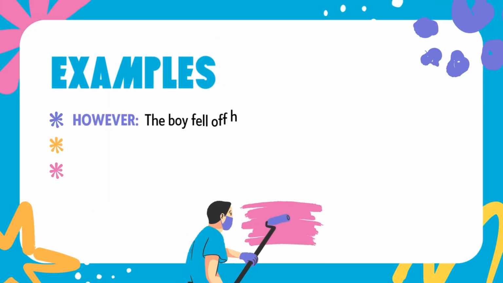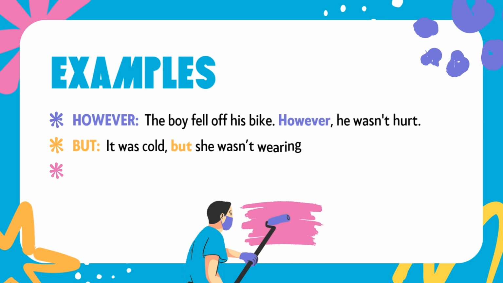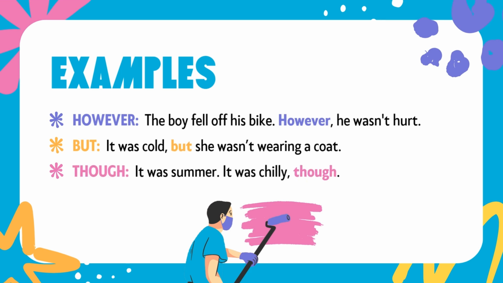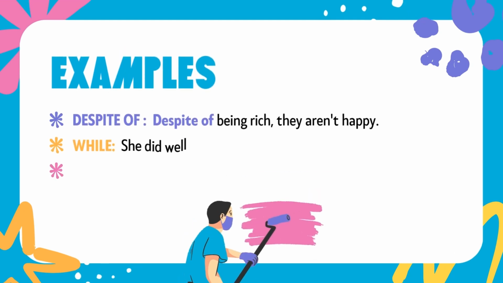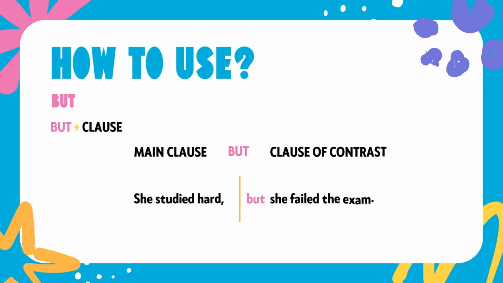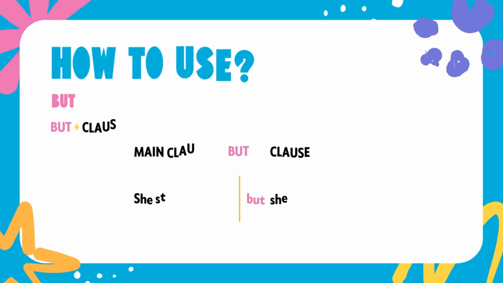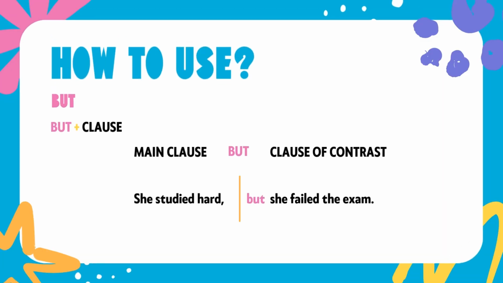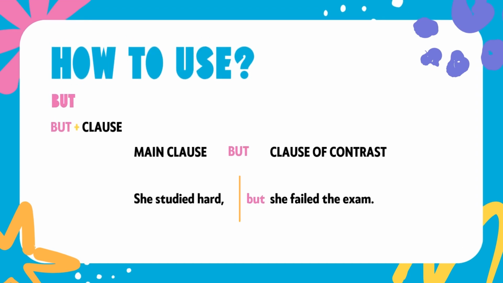There are some examples with however, but, and so. There are some examples with despite, in spite of, while, still. But: we use but with a clause. Main clause, then clause of contrast, and we use but before the clause of contrast. For example, she studied hard, but she failed the exam. We put a comma if the main clause stays before the clause of contrast.